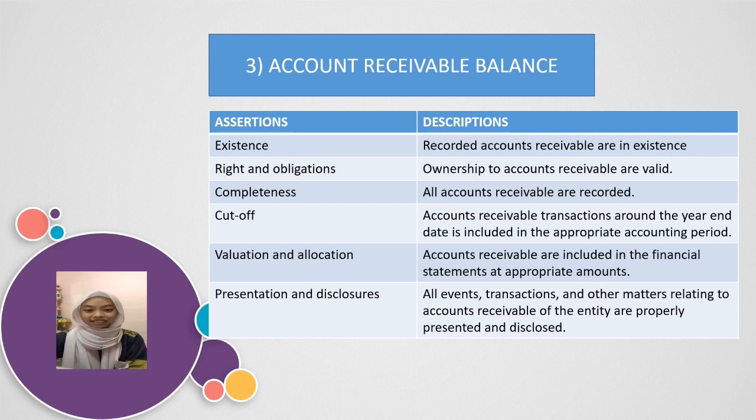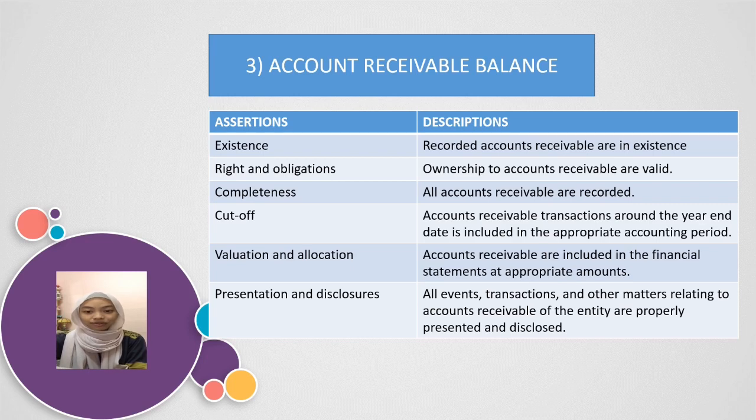The entity should record all the account receivable that really do exist without any overstatement. The second one is rights and obligations. All account receivable are valid. This means that the entity has a legal title or controls the rights to an asset or the obligations to repay the liability. The third one is completeness. All account receivable are recorded. This means that there must be no omission, understatement, or overstatement of an asset, liabilities, and equities.